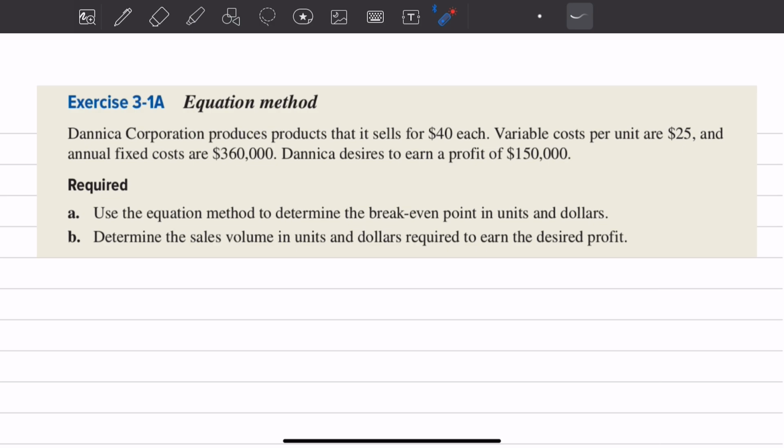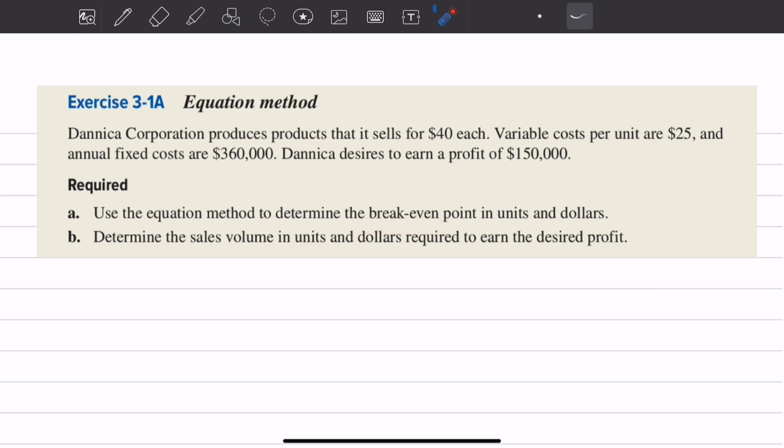It says, Danica Corporation produces products that it sells for $40 each. Variable costs per unit are $25, and the annual fixed costs are $360,000. Danica desires to earn a profit of $150,000. What's required? A. Use the equation method to determine the break-even point in units and dollars.